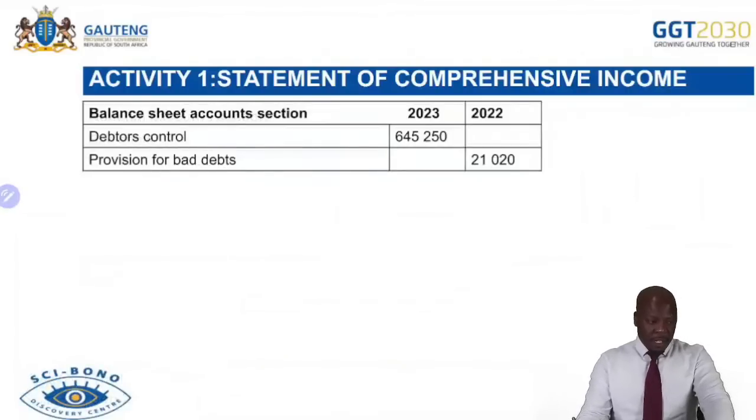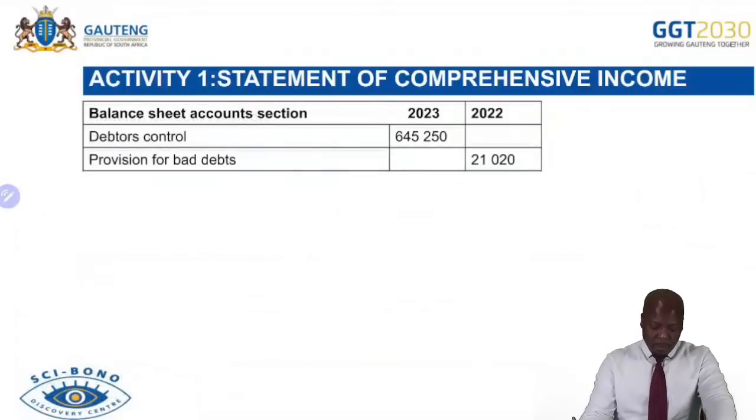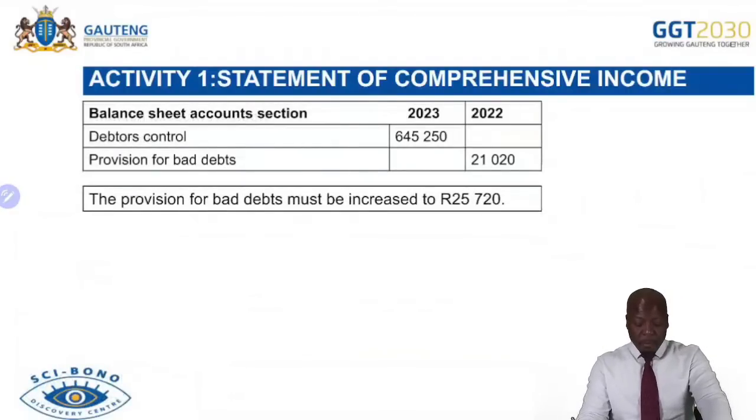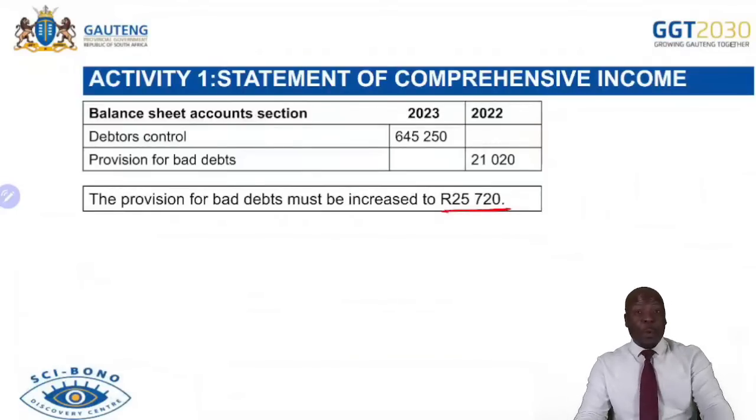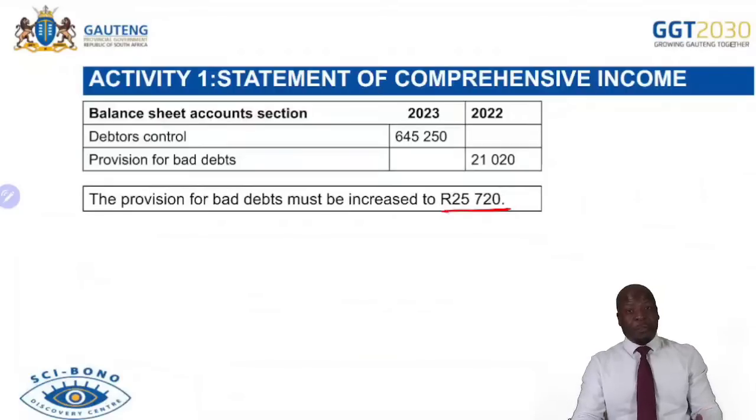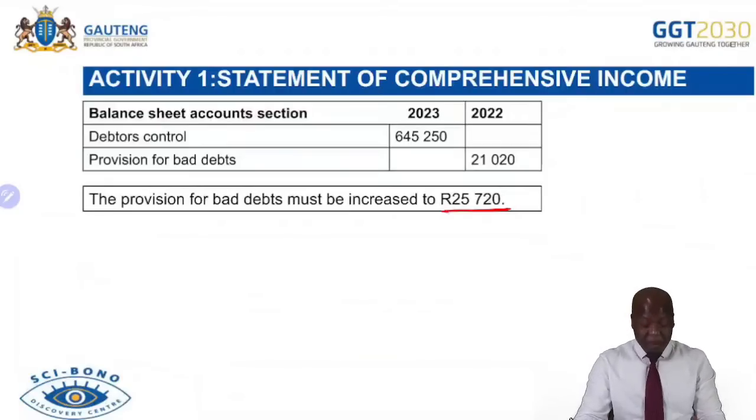The next adjustment reads, the provision for bad debts must be increased to 25,720. All right. When I said the provision for bad debts, most of you paid attention. You want to hear how we are going to do this adjustment.